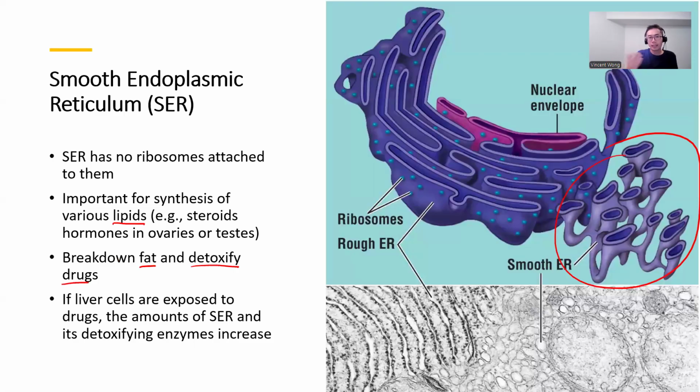So the liver, as you may know, is an organ that's responsible for cleansing our blood, detoxifying the blood, and you would expect to find more smooth ER in the liver when the body is exposed to drugs. And when I say drugs, it's not necessarily illegal drugs. Like when you take medication that helps you, those drugs need to be metabolized as well, and that typically happens in the liver as well.